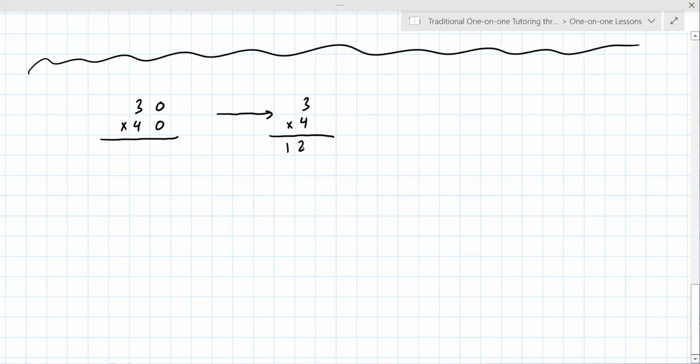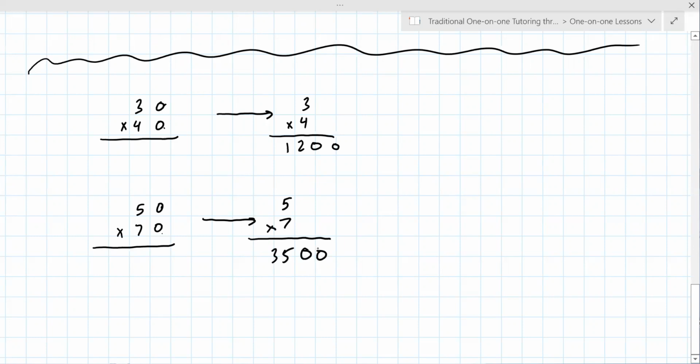12. And then for each 0, you put 1 next to it. So let's try something else. Let's try 50 times 70. So you do 5 times 7, 35, and then each 0, 2 zeros on the bottom.